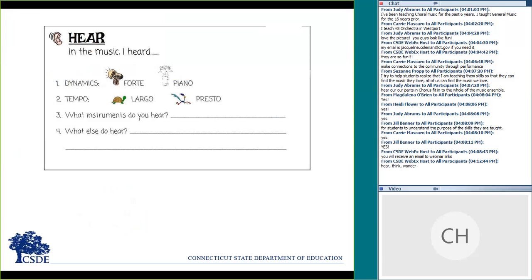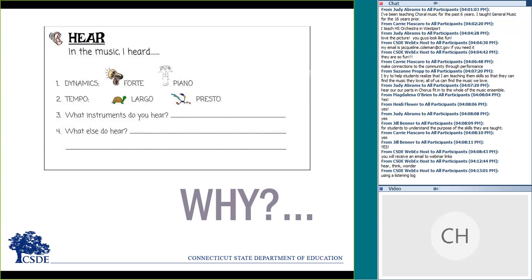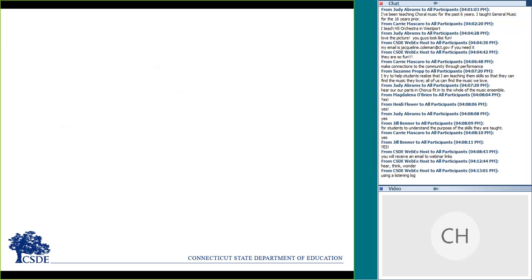As you can see, this is a typical listening log. And this is first grade we're talking about, so we're only dealing with stark contrasts. The older grades can get more subtle with tempo and dynamics and other musical terminology. Note that they should only write what they hear. There should be no opinion, subjectivity, or interpretation in this section. But then I take it a step further, and we add the why.